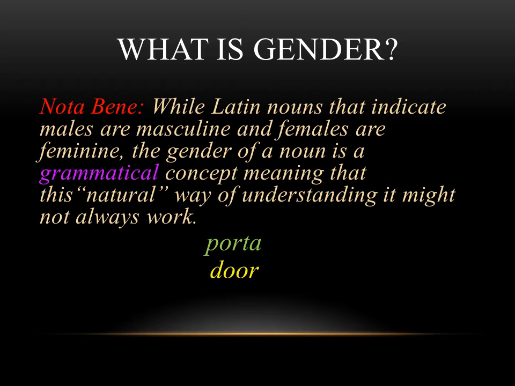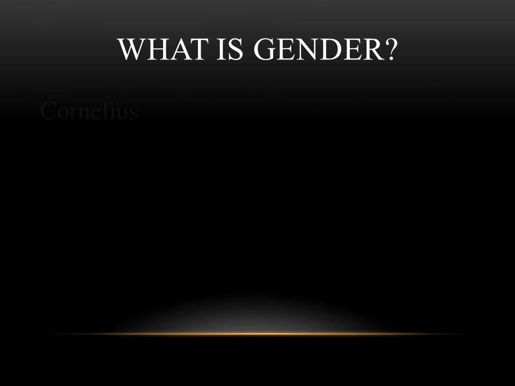But for instance, let's look at the word porta, which we've learned means door. This word you might think is neuter because a door is an inanimate object. But in Latin, this is actually a feminine word. This is what I mean by a grammatical concept. It's not always going to match up with what you think would be the right answer in your head. So you really have to pay attention when your book tells you the gender.